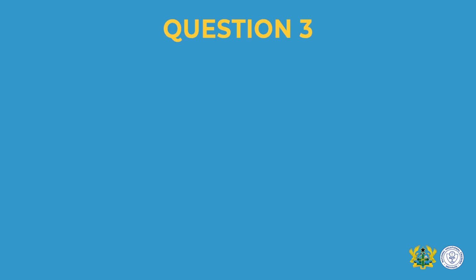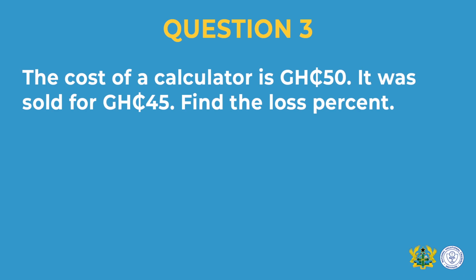Question number 3, as can be seen on the screen. The cost of a calculator is 50 Ghana cedis. It was sold for 45 Ghana cedis. Find the loss percent. We have been given the cost and the selling price. So with this, we can easily calculate the loss percent as is expected of us. But we first of all need to calculate our loss before we can calculate our loss percent, because that hasn't been given. But with the help of the selling price and the cost price, that can be done.